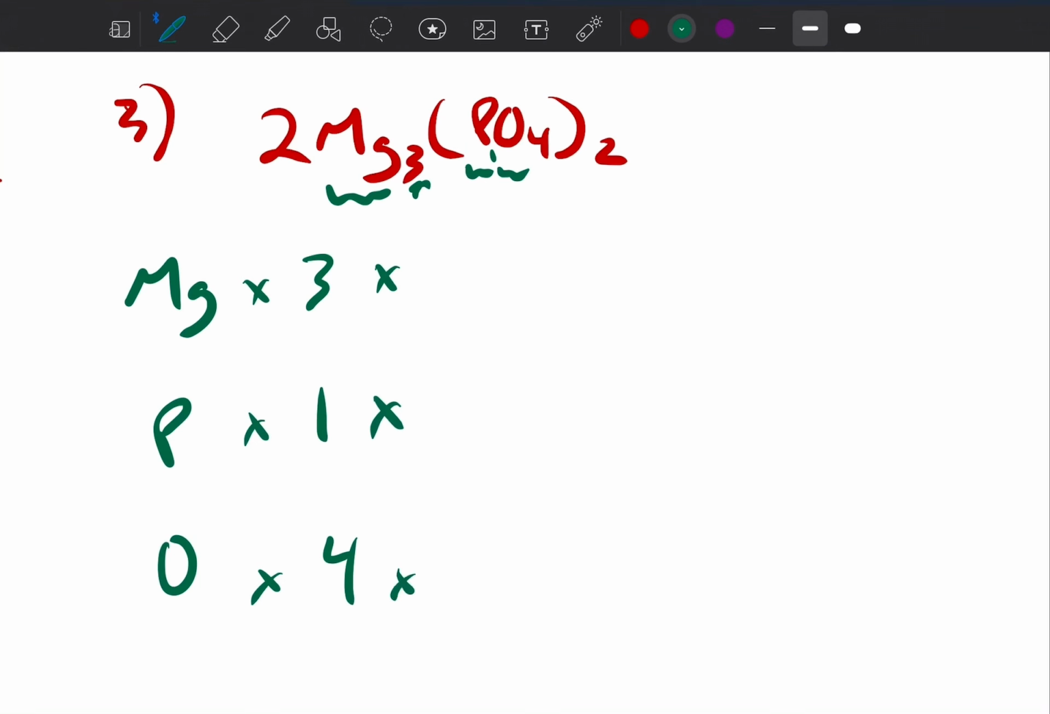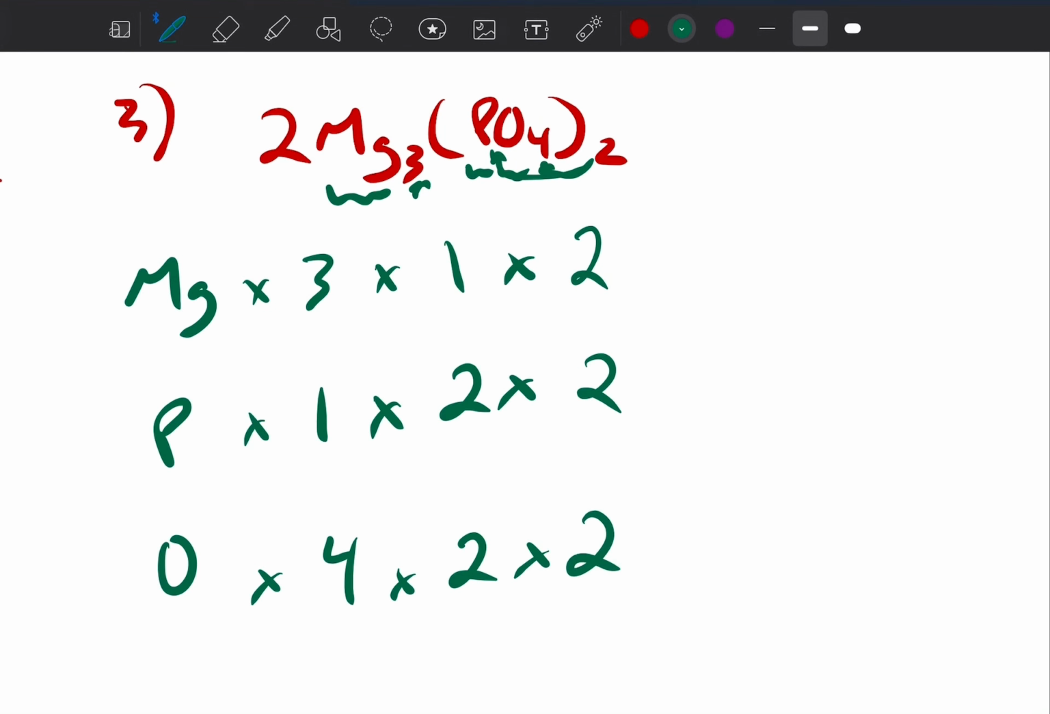Now we're going to multiply them by the brackets. Mg has no bracket around it, so we're just going to say 1. P, there's a 2 right there, so we're going to say 2. And oxygen, there's also a 2, so we're going to multiply that by 2. And the last thing we're going to do is multiply everything by the coefficient. There's a coefficient of 2 in front, and it's kind of like saying square brackets if you were talking about math. So you're going to put that around everything. We're going to multiply everything by 2.